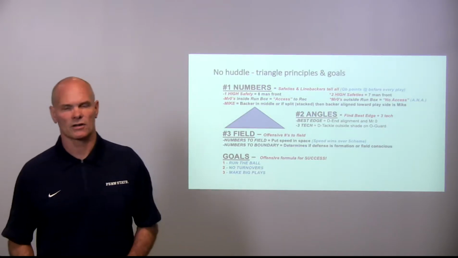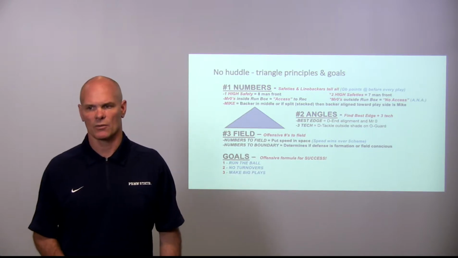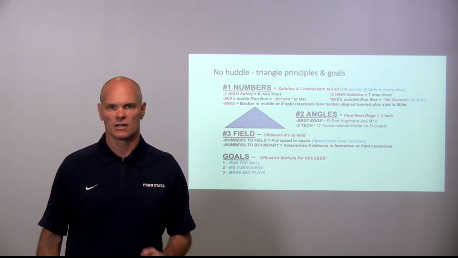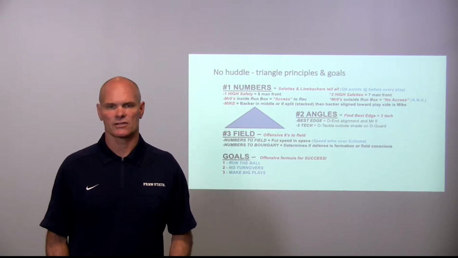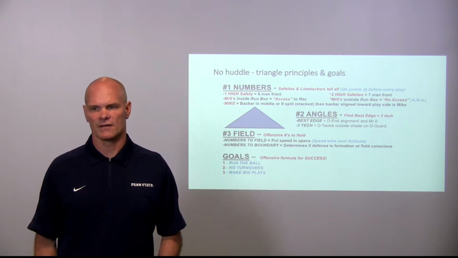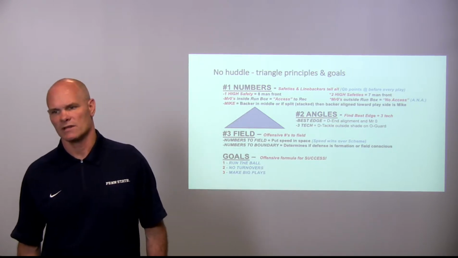First off, the no huddle triangle principles and goals. There's 3 points to this. Number one, we're always looking for a numbers advantage. We'll do that by looking at the safeties and linebackers. They kind of tell us what's going on. One high safety means we have generally an 8-man front. 2 high safeties mean we have 7.